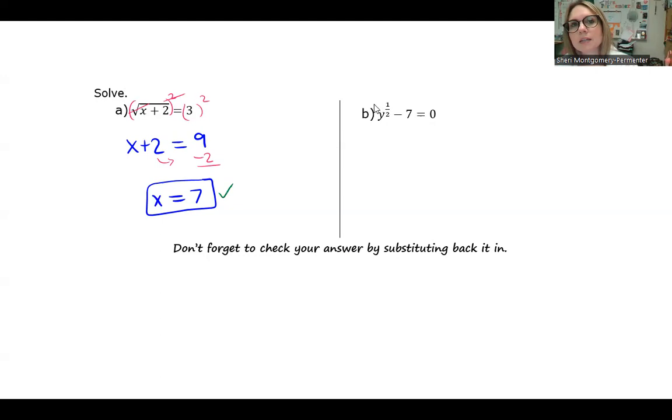The next one. All right. That one has a fraction. We don't like that. That's okay. You'll see that they're just fine. Before we can even deal with y or the rational exponent, we need to get rid of that. So how do I get rid of minus 7? I need to add 7.